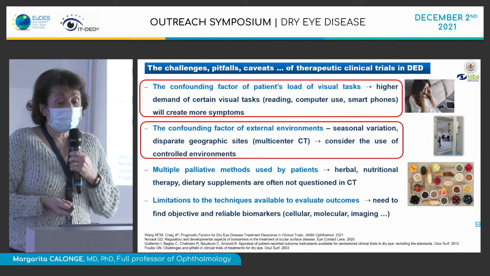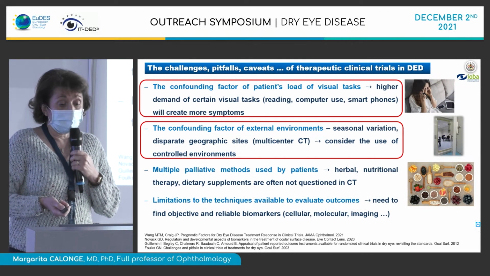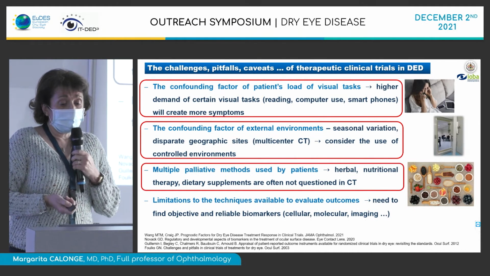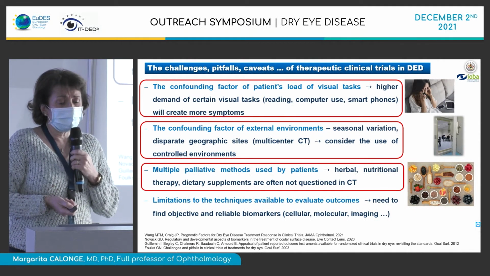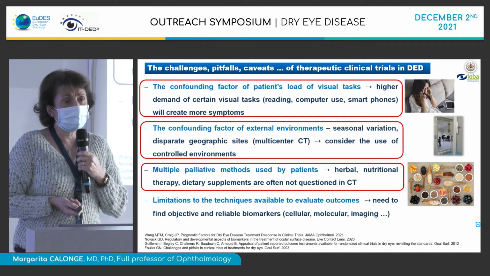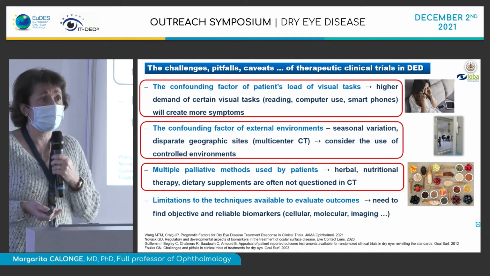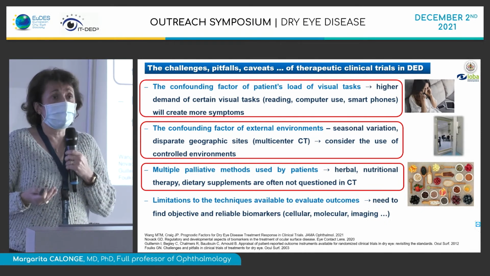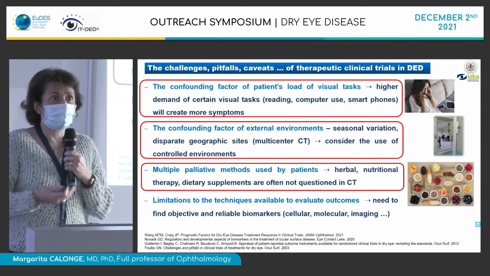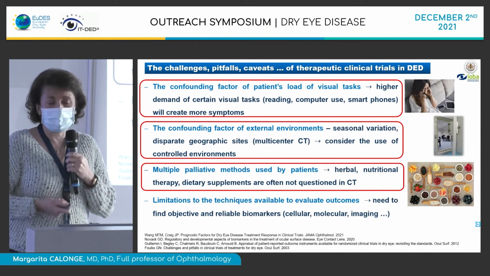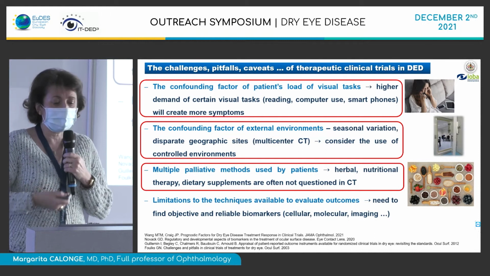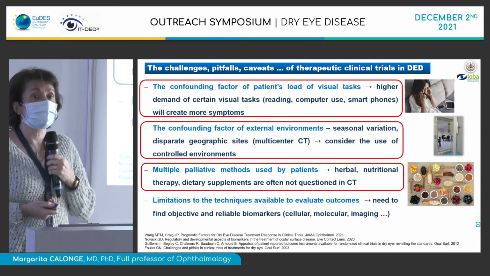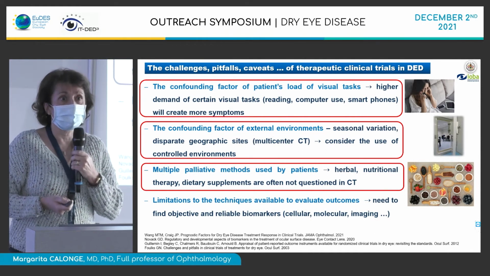The confounding factor of external environments, we already talked about that. Also, patients with this disease, dry eye disease, use a lot of palliative methods. They never tell us about it. They don't say that in clinical trials when they are being questioned about inclusion-exclusion criteria. Many of them use herbal, nutritional, dietary supplements, and this could also be a problem for the results.